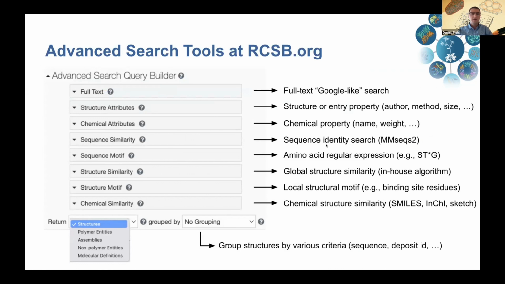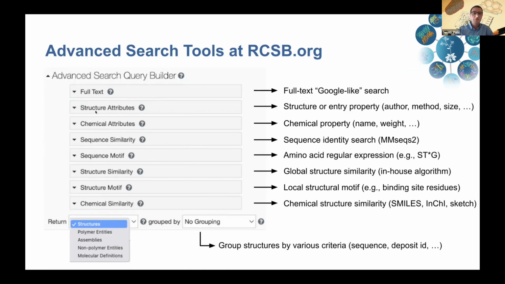So to give a brief overview of each of the advanced search services that we offer, the first is the full text search. So this is, again, that full text Google-like search that I described, where it looks for structures that contain the terms that you search for and ranks them in order of relevance based on how frequently those terms appear. For more fine-tuned control of your search, though, you can use these other search services.